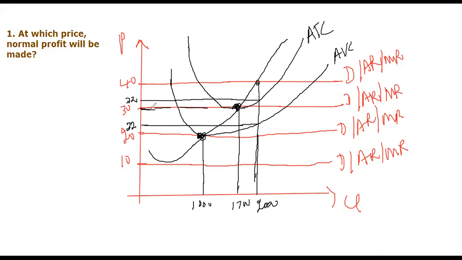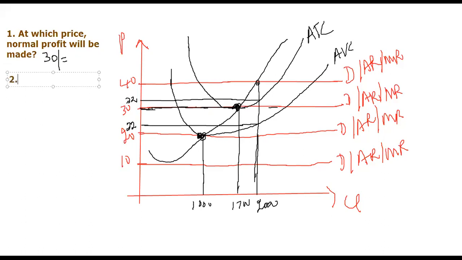Understood? At 30 rupees, what happens? See this? Demand, AR, MR is going, ATC is also drawn here. So at which price will the normal profit be made? At 30 rupees. At 30 rupees. Let's see.